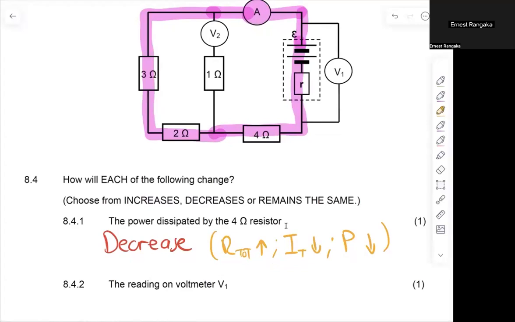Go for it there. So 8.4.2, how does the reading on voltmeter V1 change when I replace the switch with V2? Quickly go for it. Write down increase, decrease, or remains the same.